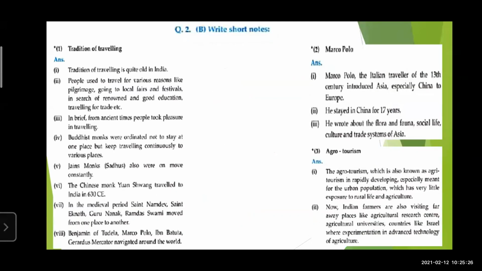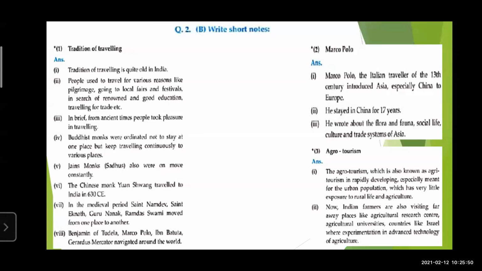Then we have write short notes. You can get short notes on tradition of traveling. As we have explained and discussed, the tradition of traveling is quite old in India. You need to write your answers in points. People used to travel for various reasons like pilgrimage, going to local fairs and festivals, in search of renowned and good education, traveling for trade, etc.